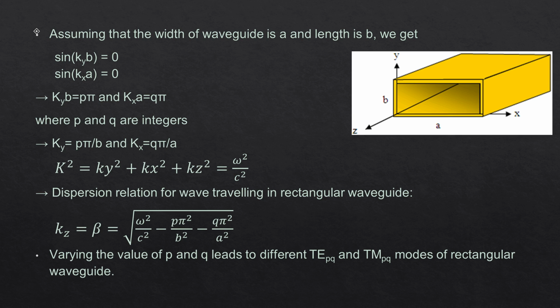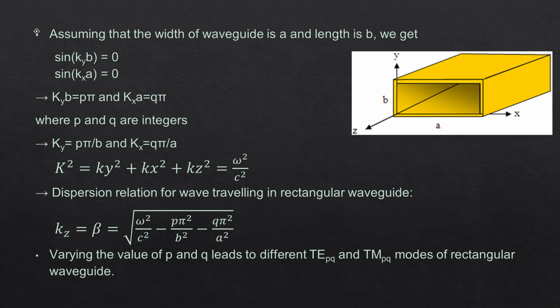Assuming that the width of waveguide is a and the length is b, we know that Ex is 0 at y equal to b, so we get sin(ky b) equal to 0 and Ey is 0 at x equal to a, so we get sin(kx a) equal to 0. Using these relations, we get ky equal to p pi by b and kx equal to q pi by a, where p and q are integers.